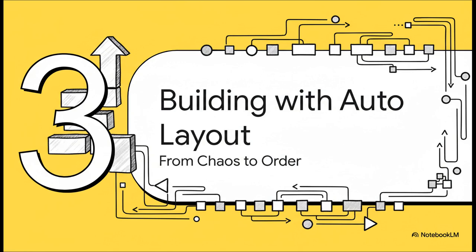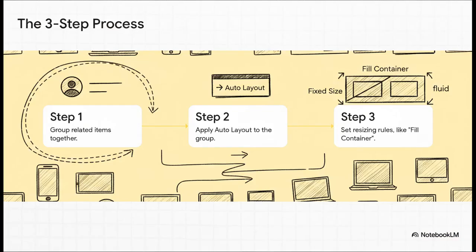It's all about bringing a little order to the chaos by building with auto layout. It really just comes down to these three simple steps. First, you take things that logically belong together, like, say, a profile picture, a username, and a handle, and you group them up. Then, literally with one click, you apply auto layout. And finally, the important part. You tell the elements what to do. Should they stay the same size no matter what, or should they stretch to fill whatever space is available? That fill container rule is absolutely crucial for making designs feel fluid.